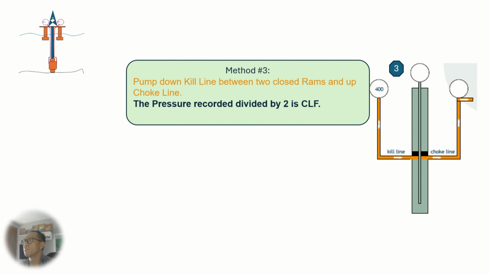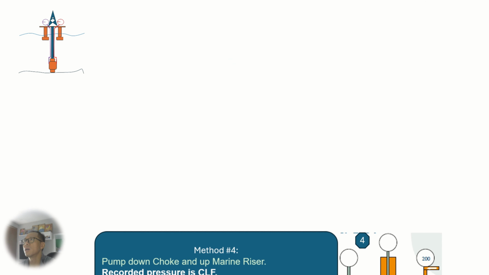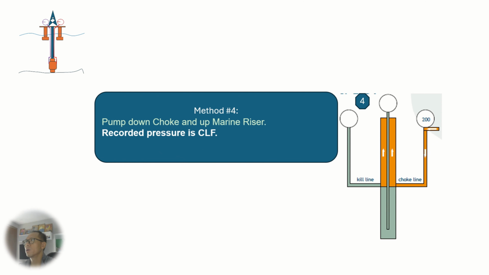And method number 3, you shut the BOP in, you pump down the kill line, take the return up the choke line. Right, the pressure gauge on the kill line showing the value. Take that value divided by half, that's the choke line friction loss. And method number 4, you pump down the choke and take the return up the riser. Right, the pressure gauge on the choke line showing the value of the choke line friction.